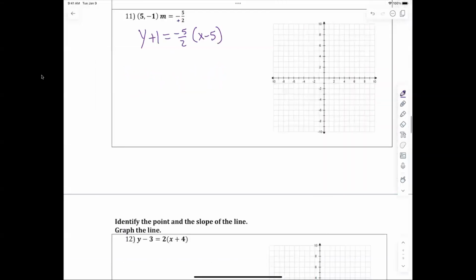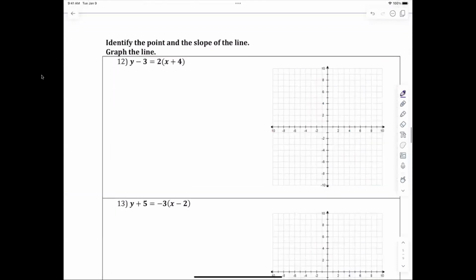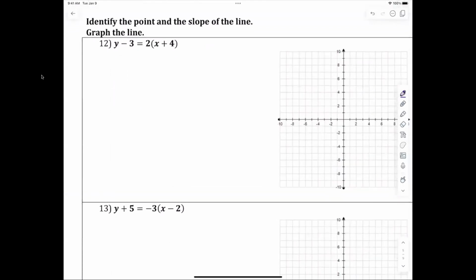All right, I'm pretty happy with that, guys. Now we have to identify the point. Now we're going backwards. Peter, what point is this from? And what is the slope? First of all, let's start with the slope. What is the slope of this line? Y minus y1 equals m times x minus x1. What is the slope of the line?